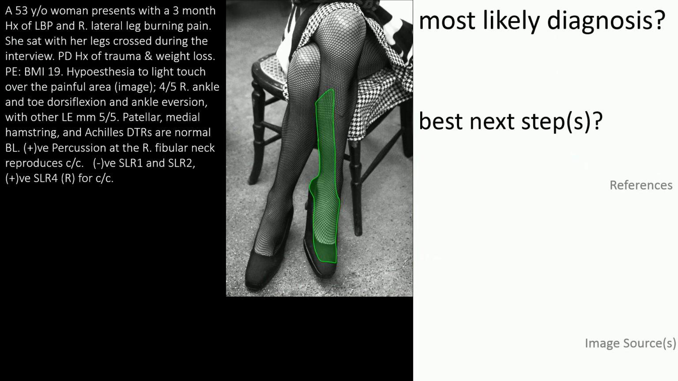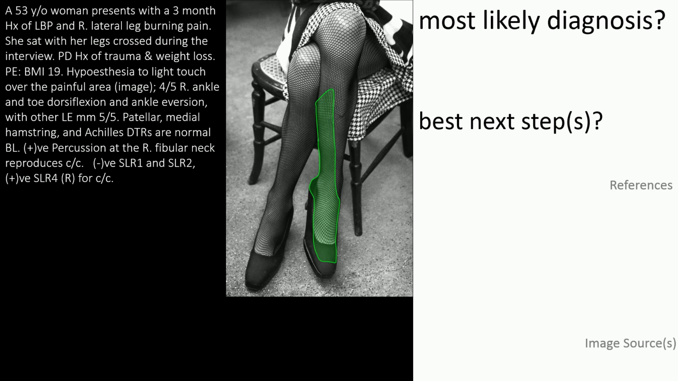In our next case, we have a 53-year-old woman who presents with a 3-month history of low back pain and right lateral leg burning pain. She sat with her legs crossed during the interview. She denies a history of trauma and weight loss. On physical exam, her body mass index is 19, so she's fairly thin. There's hypoesthesia to light touch over the painful area, shown in the image.